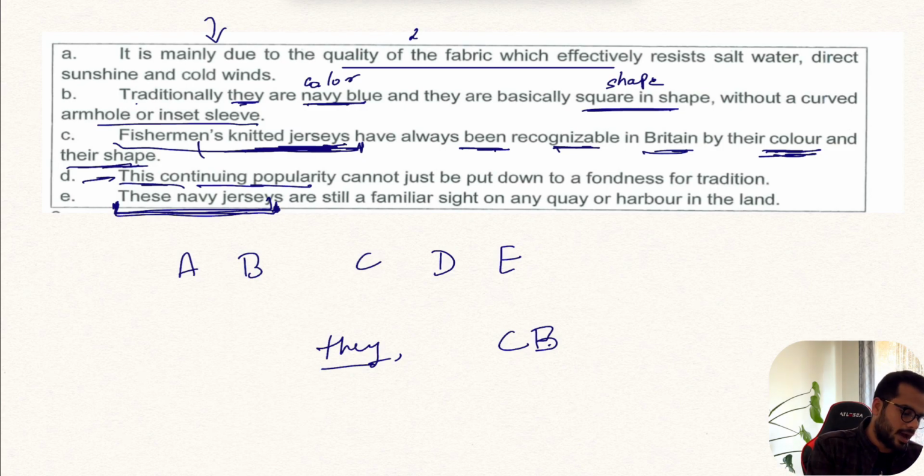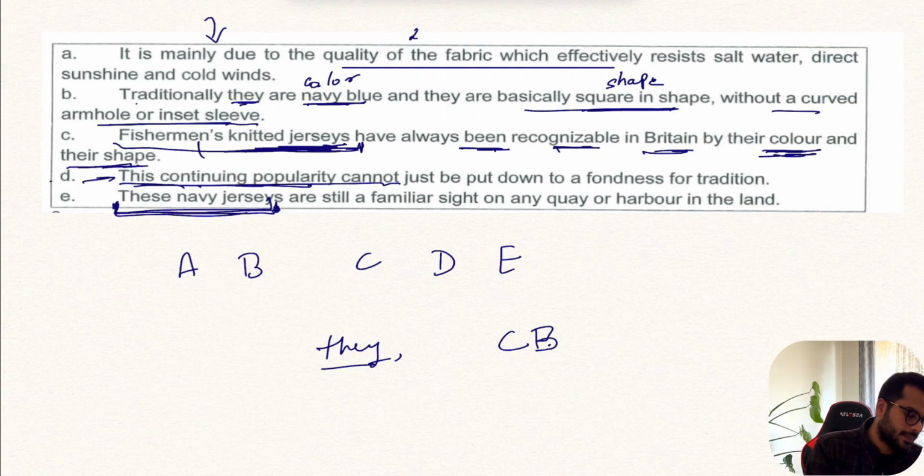Another sentence I do have is this continuing popularity. Now, this continuing popularity means they would have ended a previous sentence on something related to popularity. This sentence did not mention anything about them being popular. It just said they're basically square in shape without a curved armhole or inset sleeve. That's it. So again, D sentence can't be my next sentence after that.